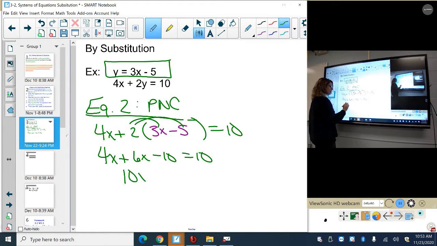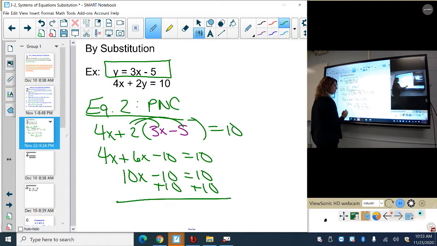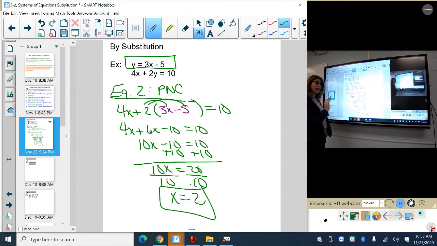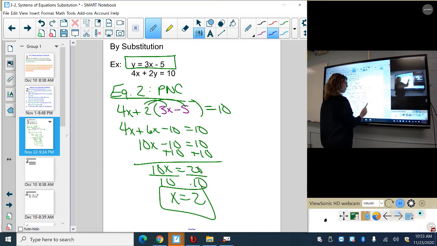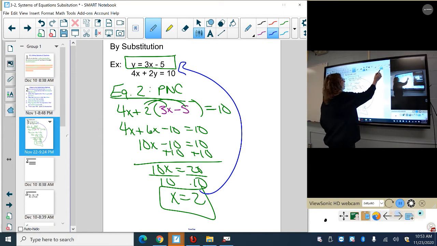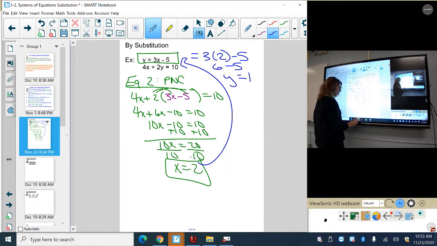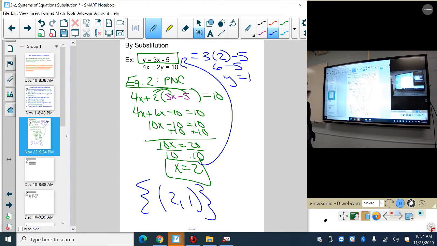Okay? So now we have 4x plus 6x minus 10 is equal to 10. 4x plus 6x is 10x. Add the 10 over. And I have 10x is equal to 20. Divide by 10, x is equal to 2. So now that I found x, I'm going to go right back up to this box. And I'm going to plug and chug. That's going to be 3 times 2 minus 5, so that's going to be 6 minus 5, so that means y is equal to 1. So that means my point of intersection is 2, 1, and you are done.